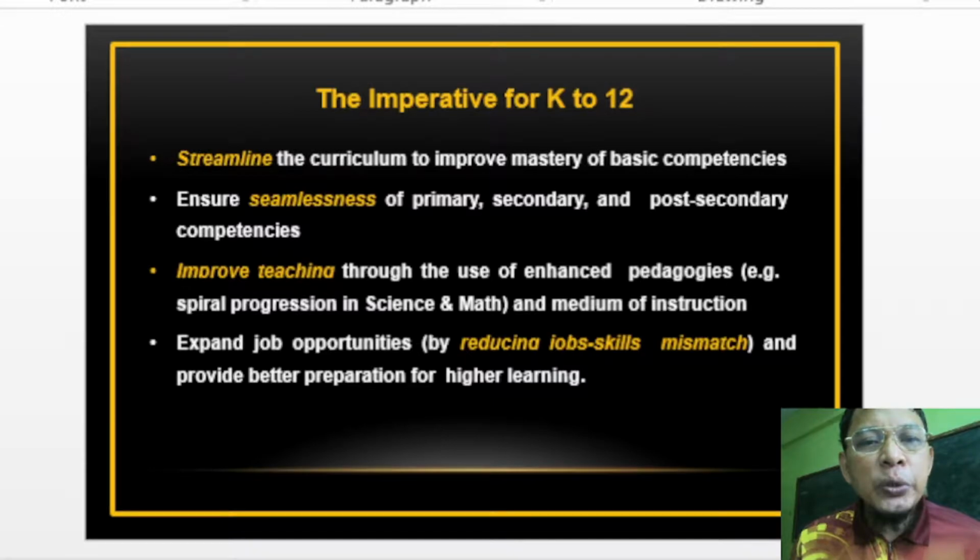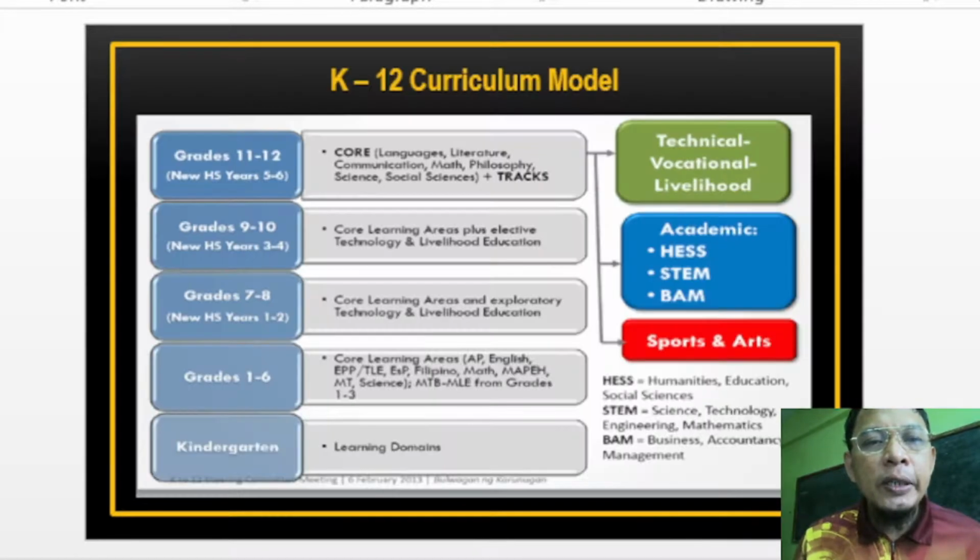The imperatives for K-12: streamline the curriculum to improve mastery of basic competencies, and ensure the seamlessness of primary, secondary, and post-secondary competencies, that is what we call the senior high school, post-secondary. Then improve teaching through the use of enhanced pedagogies, for example the spiral progression in science and math and medium of instruction. Then expand job opportunities by reducing job skill mismatch and provide better preparation for higher learning.